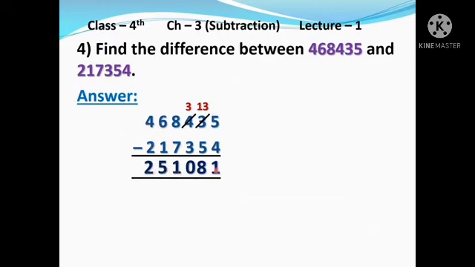5 minus 4, 1. Now see, this 3 is smaller number than this 5, so we will take borrow from this 4. This 4 will become 3, and this 3 will become 13. 13 minus 5, 8. 3 minus 3, 0. 8 minus 7, 1. 6 minus 1, 5. 4 minus 2, 2. Answer is 2,51,081.